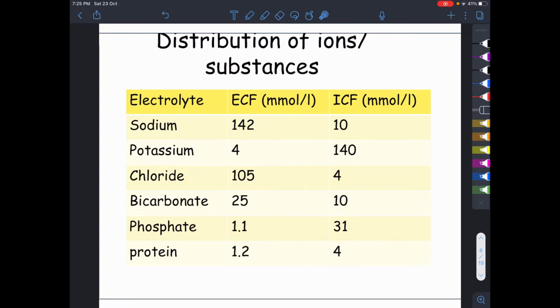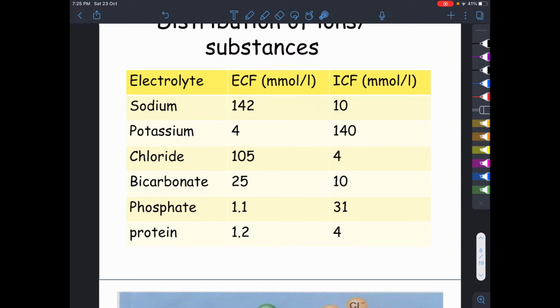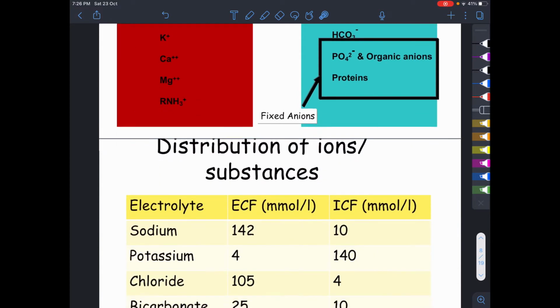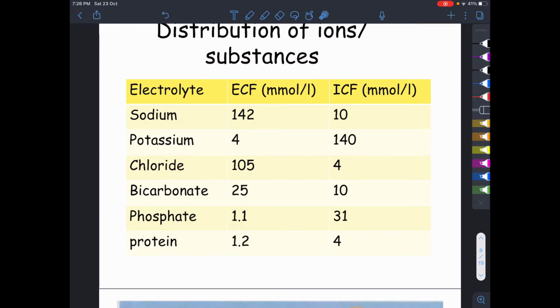Chloride, it contributes into making the ECF, the outside of the cell, negative, but so it's negative charges. It's all about the resting membrane potential.